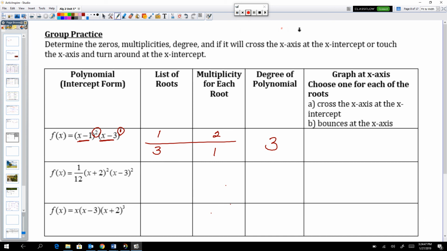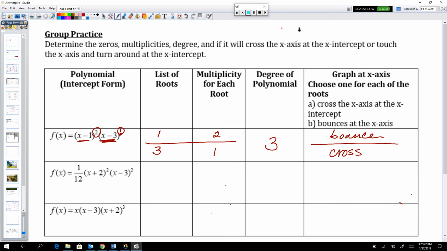Let's think about what these look like at the axis. Are they a cross at the x-axis, or are they a bounce at the x-axis? Well, the first root, root 1, has a multiplicity of 2, so it must be a bounce. It's an even multiplicity, so it must be a bounce. It doesn't cross through. But the root of 3 has a power of 1. That's an odd multiplicity. So it doesn't bounce, it crosses.